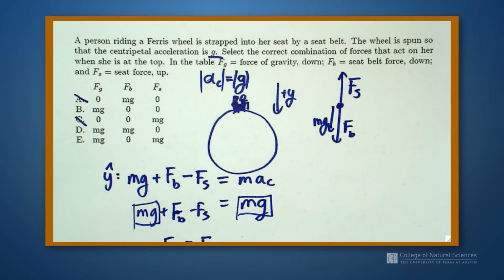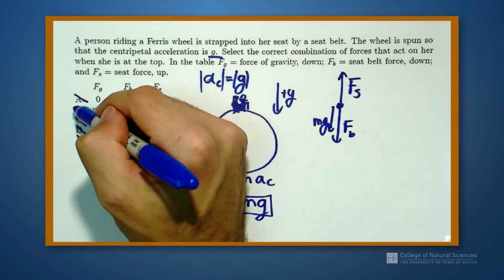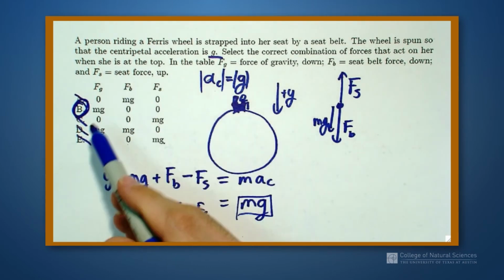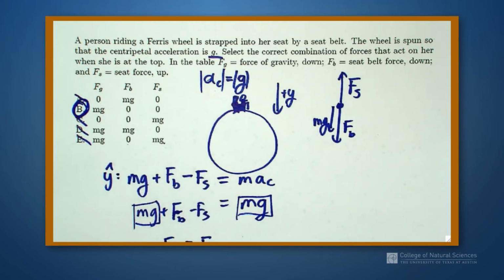The other thing that I need is to have the seatbelt force and the seat force be equal in magnitude. Well, if I look at E, I have 0 and mg. They're not the same. D has mg and 0. That's not the same. The only one that works is when you get mg for the weight force and 0 for the belt and the seat.